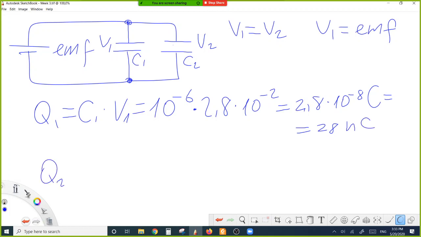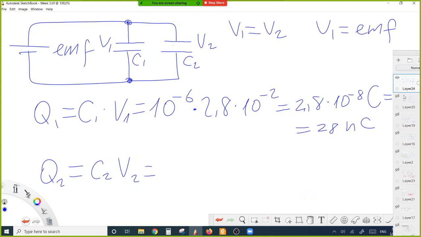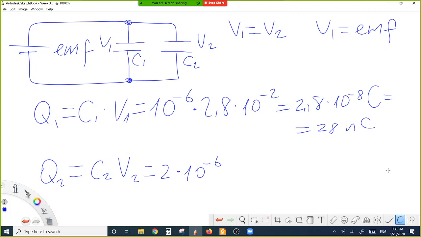And charge on the second capacitor Q2 is equal to, again, C2 multiplied by V2, and C2 is equal to 2 microfarad, 2 times 10 to minus 6 farad, and V2 is again 2.8 times 10 to minus 2, which is equal to 56 nanocoulomb.